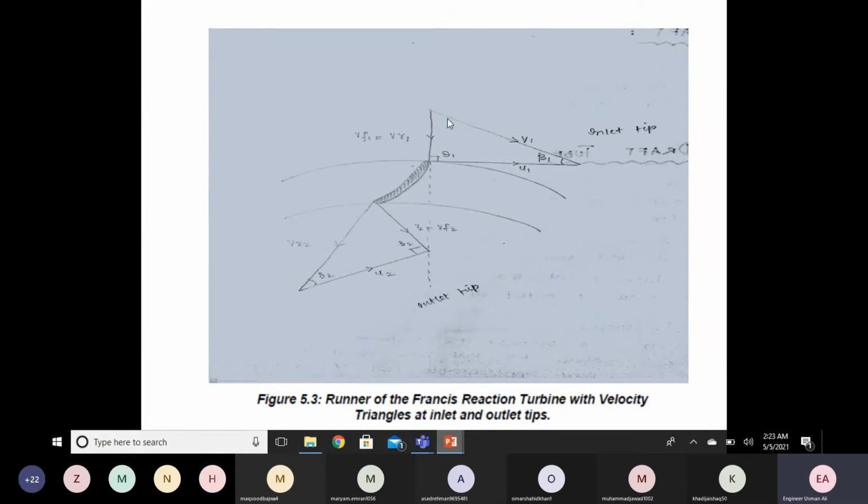Now because this is the inward radial flow reaction turbine, water will enter from the outside. So water will enter from the outer periphery, glide over the blade of the runner, and leave at the center of the runner. This is the inlet of the blade of the runner, and this is the outlet. At inlet, this is the velocity triangle that you have to make, and this is the velocity triangle that you have to make at the outlet.